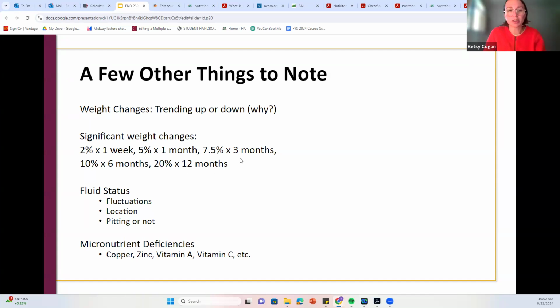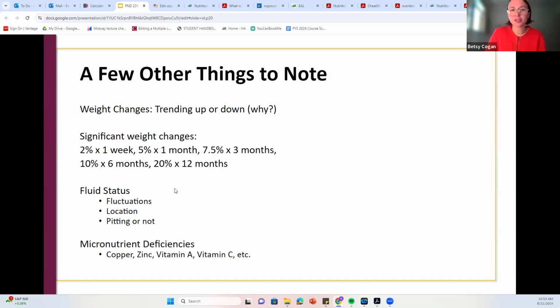Typically, when we're interacting with clients, we have 3-month data. So if you see someone that's lost more than 7.5% of their body weight in the past 3 months, that would be considered significant. But these are the other standards, right, for what we would consider significant weight loss. So typically that's a category of malnutrition, but it's one way for us to think about weight change over time and what is significant versus what is considered maybe healthy weight loss for someone.